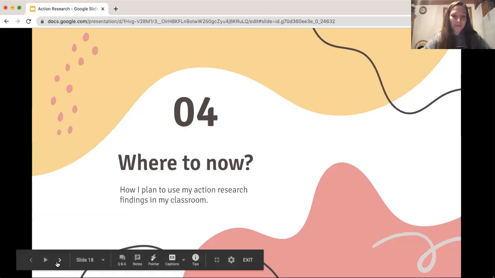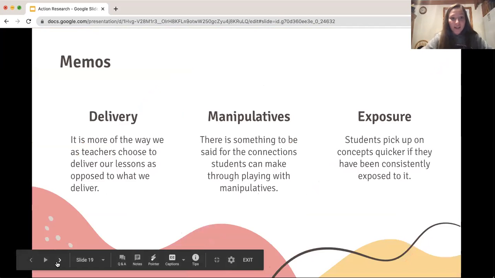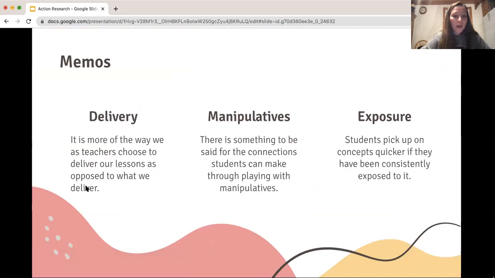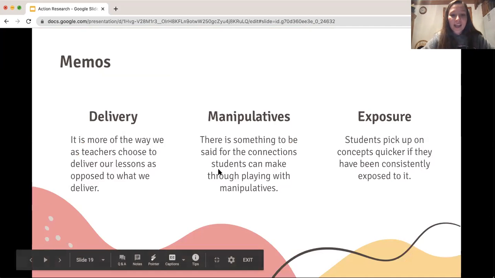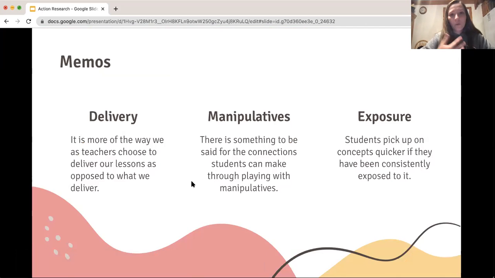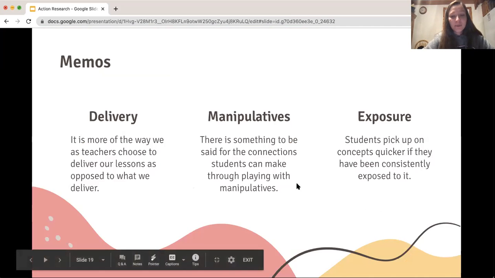So where to now? So these were some memos that I noted. Delivery. It is more of the way we as teachers choose to deliver our lessons as opposed to what we deliver. So just like I said, if we choose to offer the students the opportunity to play with what they're learning, it's going to be more beneficial in the end. Manipulatives. There's something to be said for the connection students make through the playing of manipulatives. We know this. This is something we are taught from the beginning of our teacher career, right? And finally, exposure. Students pick up on concepts quicker if they've been consistently exposed to it.